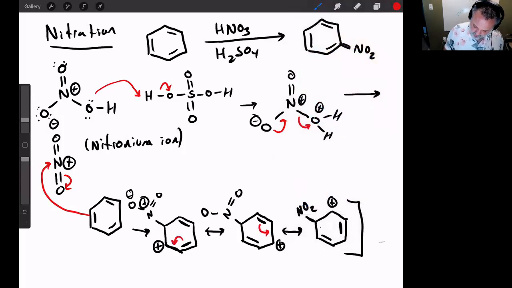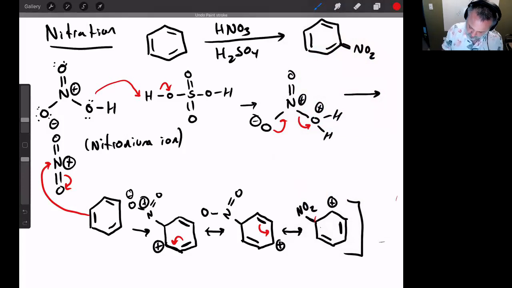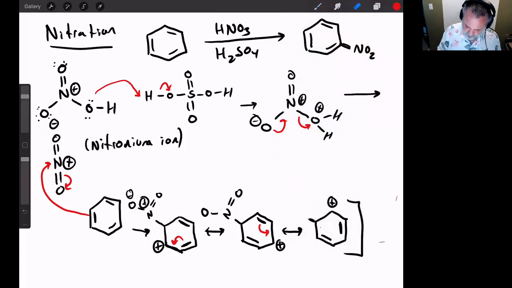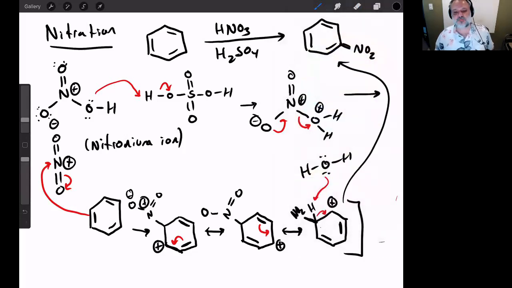Electrons move there, electrons move there. And now the difference is, well, what's the base in this case? Now I've still got a hydrogen here. Just kind of expand this out a little bit. In this case, it's just water that comes along. And that's ultimately what forms our product. So again, the same reaction mechanism over again.